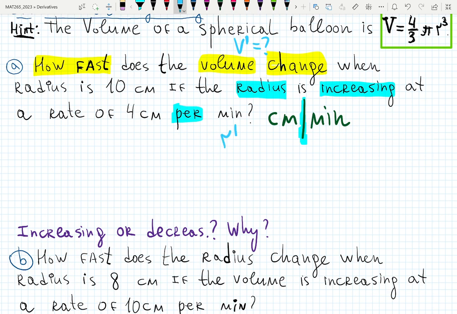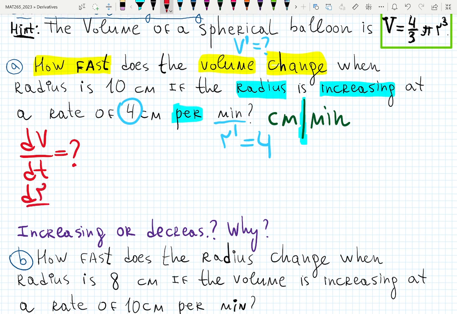But now this number is given. R prime is 4, and I will not circle centimeters. 4 centimeters per minute. And now I see per minute. Oh, everything is in terms of time. So I can start building my tiny table, which is thing number 1. dV with respect to t is not given. dr with respect to t is given, 4. You can write down centimeters per minute, like so.